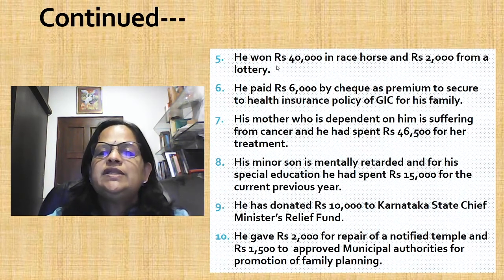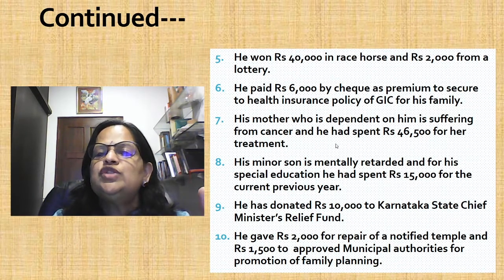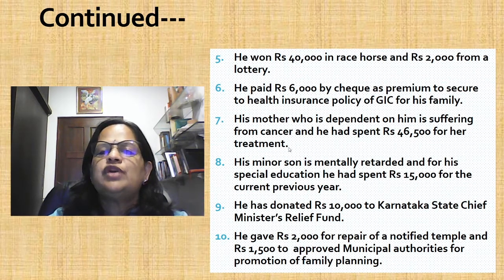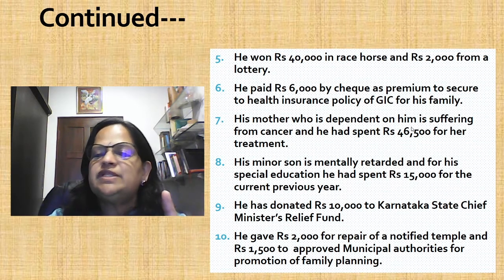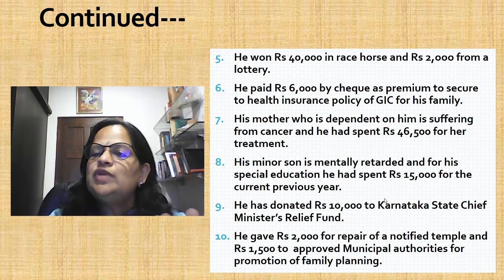Now the next thing: he won rupees 40,000 in a race horse and 2,000 from a lottery. Next, he paid rupees 6,000 by cheque as premium to secure the health insurance policy of GIC for his family. So he will be eligible for 80D deduction also. Now his mother, who is dependent on him, is suffering from cancer. He had spent rupees 46,500 for her treatment. So for disease of a dependent person, that deduction will also be there. His minor son is mentally retarded, and for his special education he had spent rupees 15,000 for the previous year. So that is also important, and he will get the deduction.